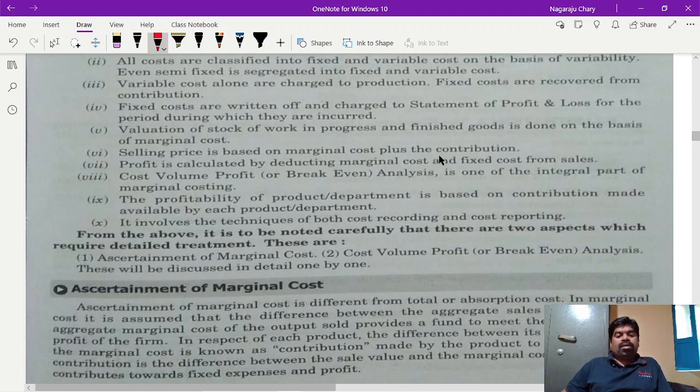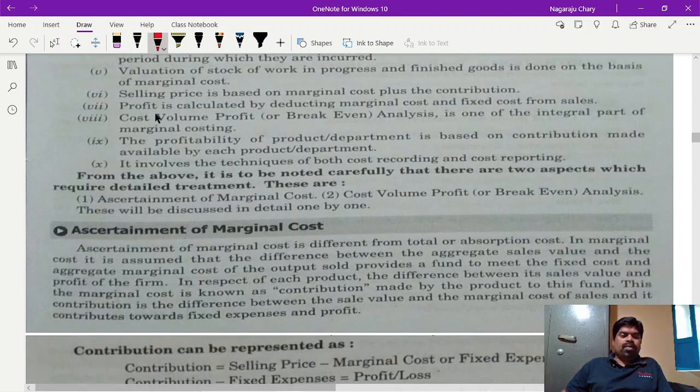Yes, in selling price also, the difference between variable cost and selling price will be contribution, or we can say variable cost plus contribution can be known as selling price. Yes, the profit is calculated by deducting marginal cost and fixed cost from sales. So first we deduct variable cost, then deduct fixed cost, then ultimately profit can be calculated, or we can say loss. So it may be profit, it may be loss.